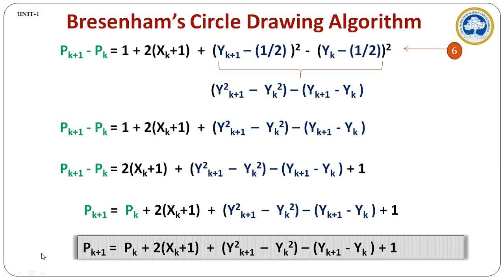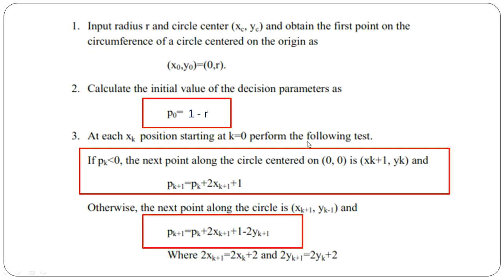This is the complete next decision parameter because it contains the previous decision parameter. Up to this, the derivation part of the circle drawing algorithm is over. You need to write these steps in your examination. The circle drawing algorithm also contains 3 important portions. One is the initial decision parameter.